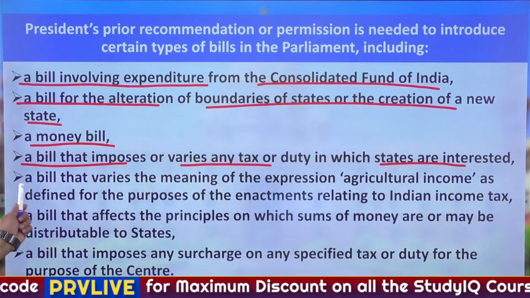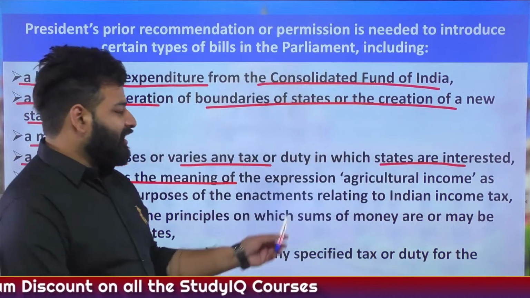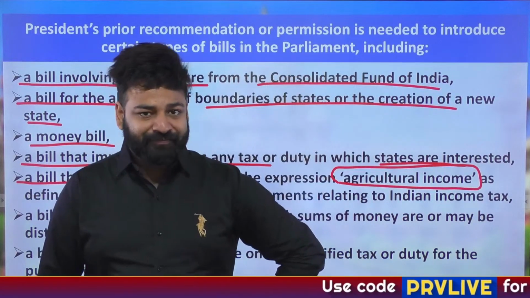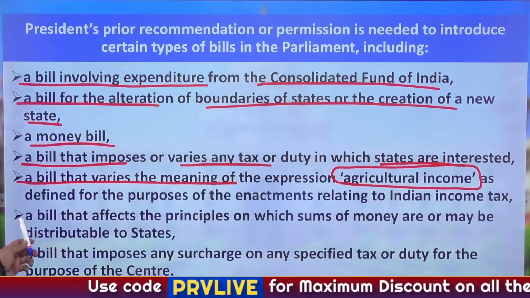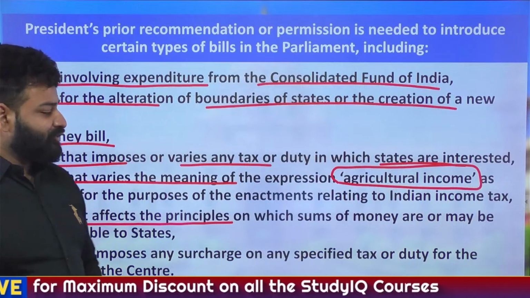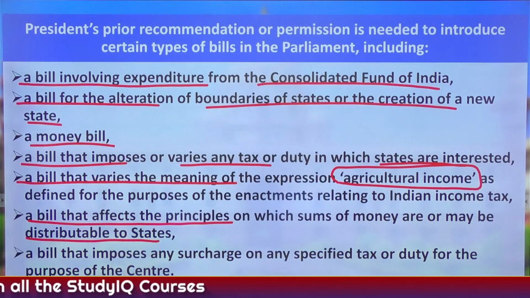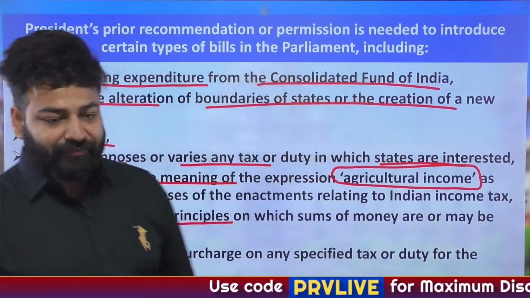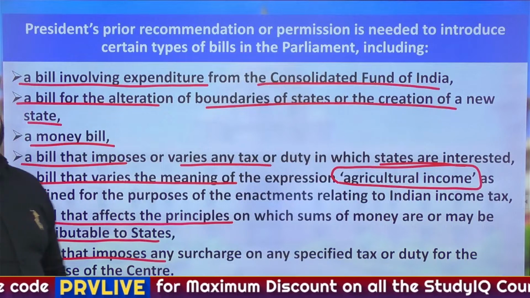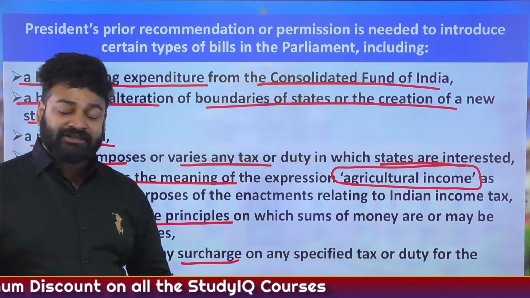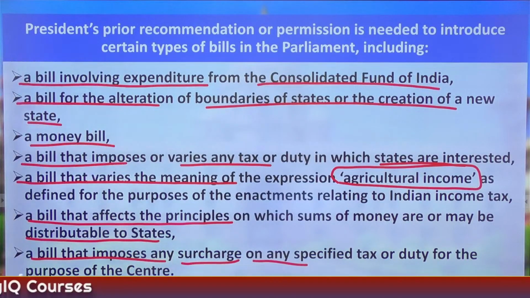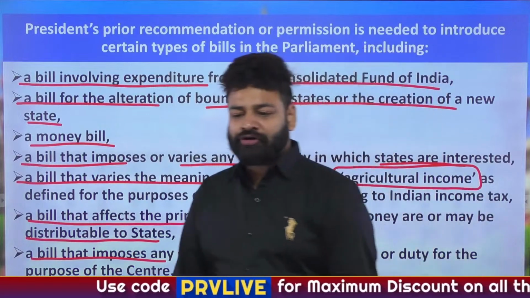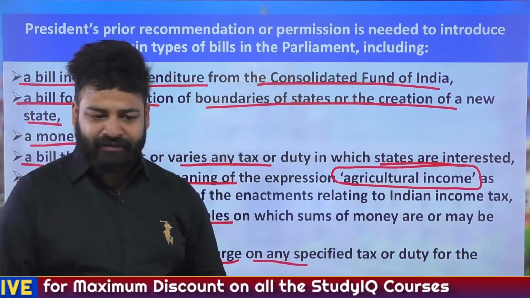Next, a bill that varies the meaning of the expression agricultural income. So any bill that is related to the definition of agricultural income, then also the president's prior assent is needed. Next, a bill that affects the principles on which the sums of money are to be distributed among the states. So basically, the distribution of revenue between the center and the states, like for example, the GST bill. Next, a bill that imposes any extra amount or any new type of surcharge on any specified tax or duty for the purpose of the center. So that is basically a bill introducing any new surcharge or duty on a specific tax.